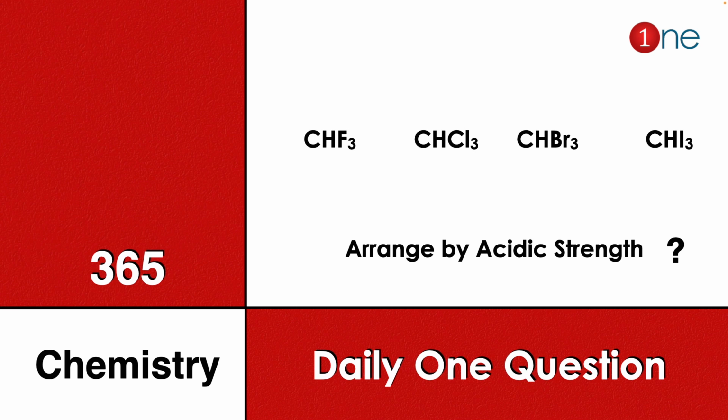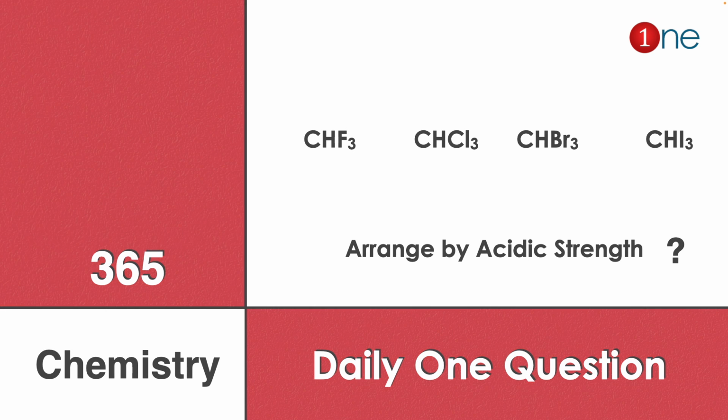Here trihalides are given, which is haloform: fluoroform, chloroform, bromoform and iodoform. You have to arrange them by acidic strength. One hydrogen is there. You have to find how easily you can remove the hydrogen in every compound.